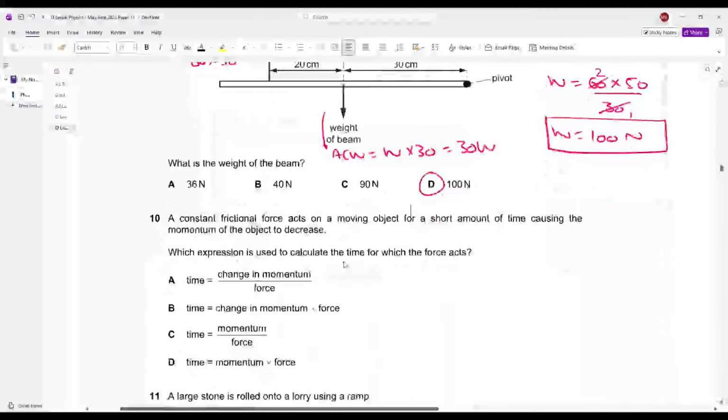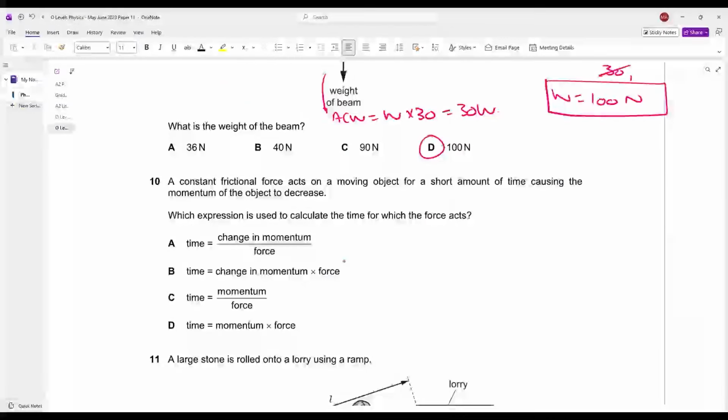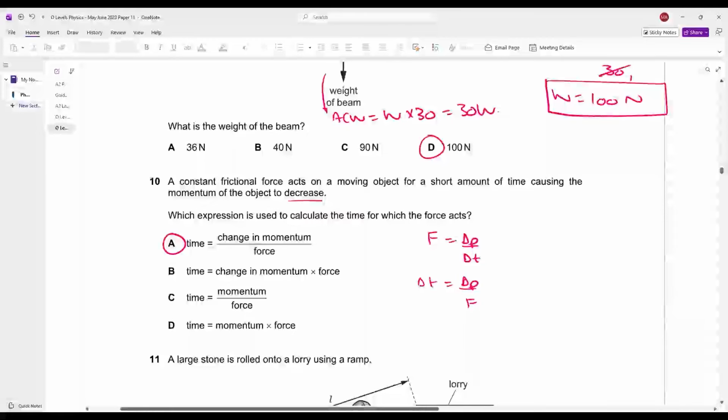आगे बढ़ते हैं भाई. A constant frictional force acts on a moving object for a short amount of time, causing the momentum of the object to decrease. Which expression is used to calculate the time for which the force acts? बेटा हमने क्या पढ़ा था? Force is equal to change in momentum over change in time. How can you calculate change in time? Change in momentum over force. A is your answer. 10 का answer is A.